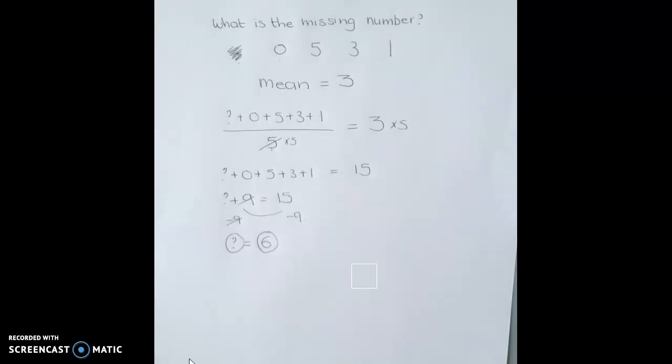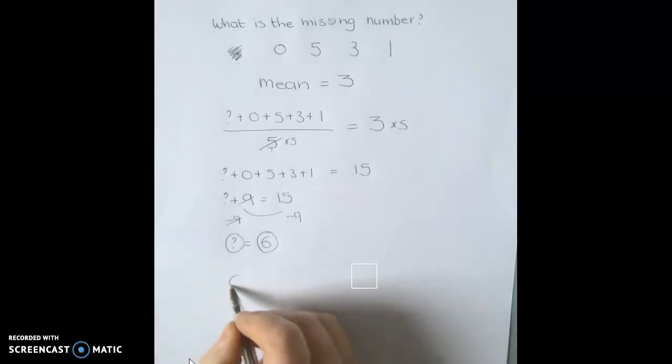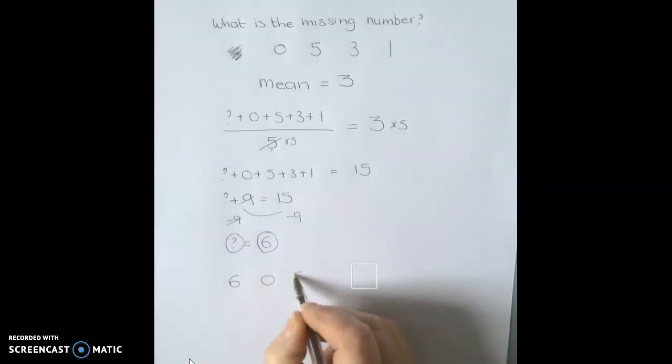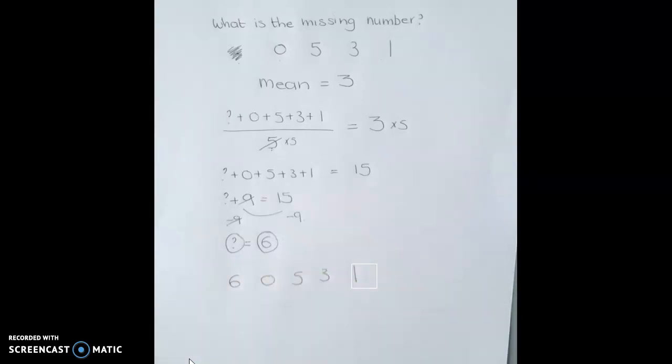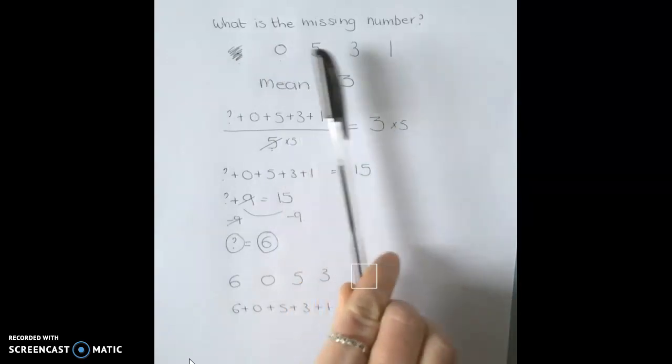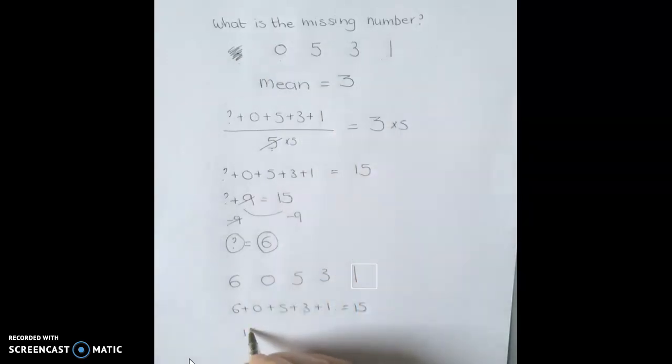But we can check if that's right or not because we can put it back into our data set. So we would have 6, 0, 5, 3, and 1. So if we add them all together, that equals 6, add nothing is 6, add 5 is 11, add 3 is 14, add 1 is 15. And then we need to divide it by however many numbers are in our data set. So we need to divide that by 5, and that gives us a mean of 3. So we know that we have worked out the correct answer.